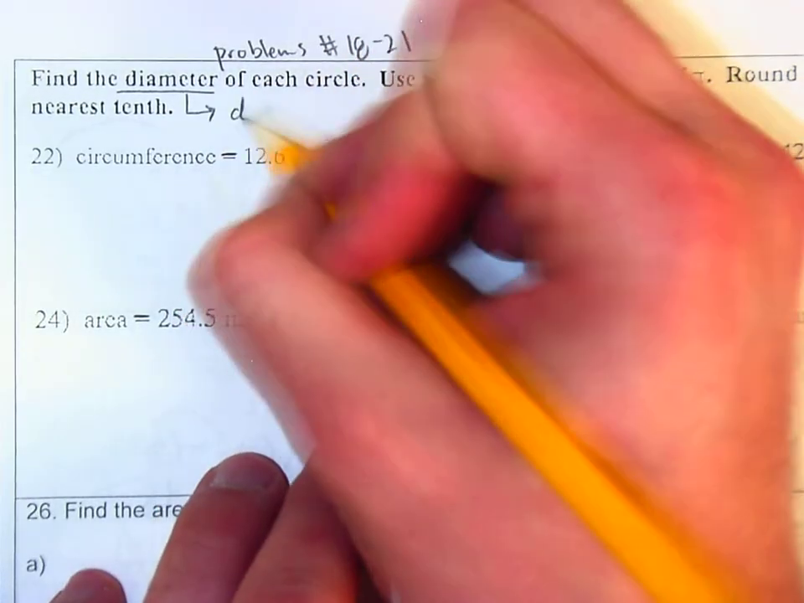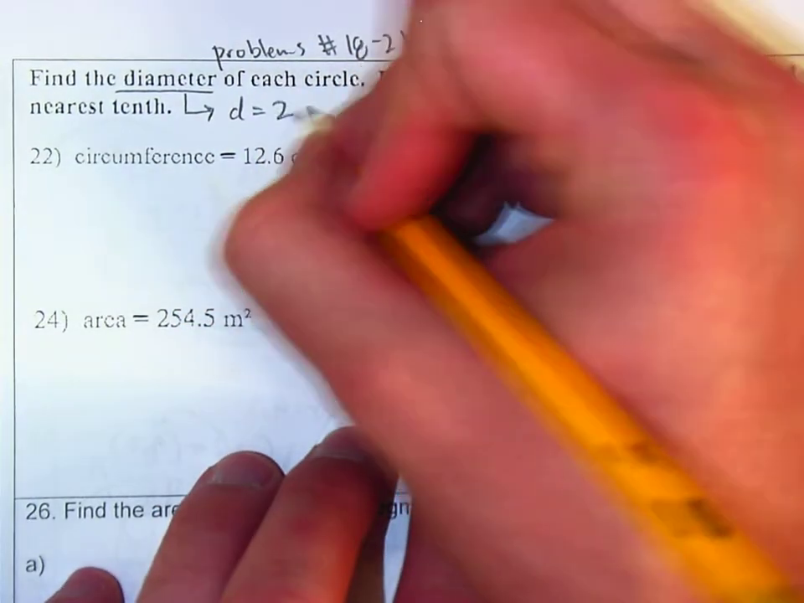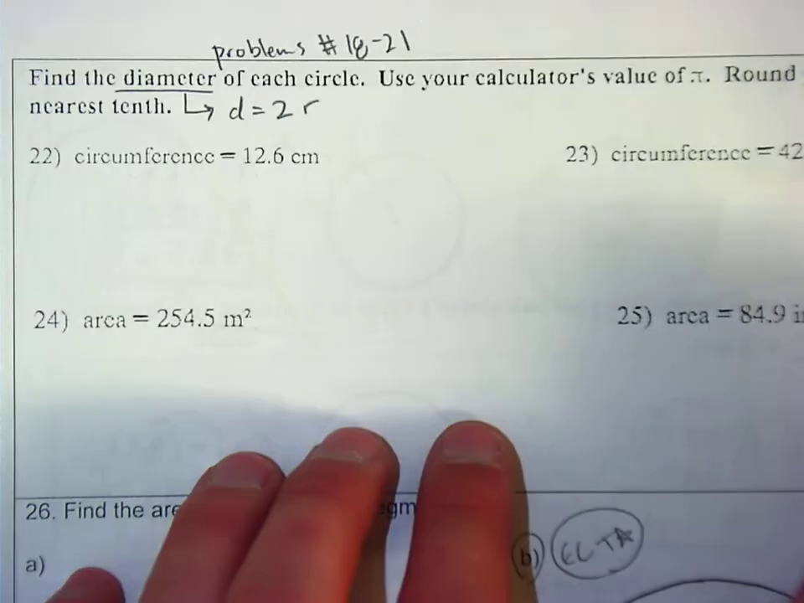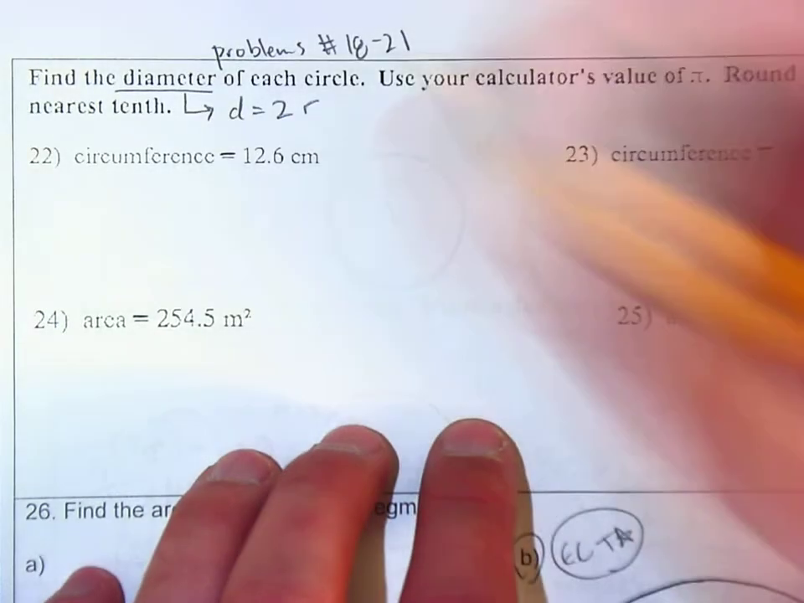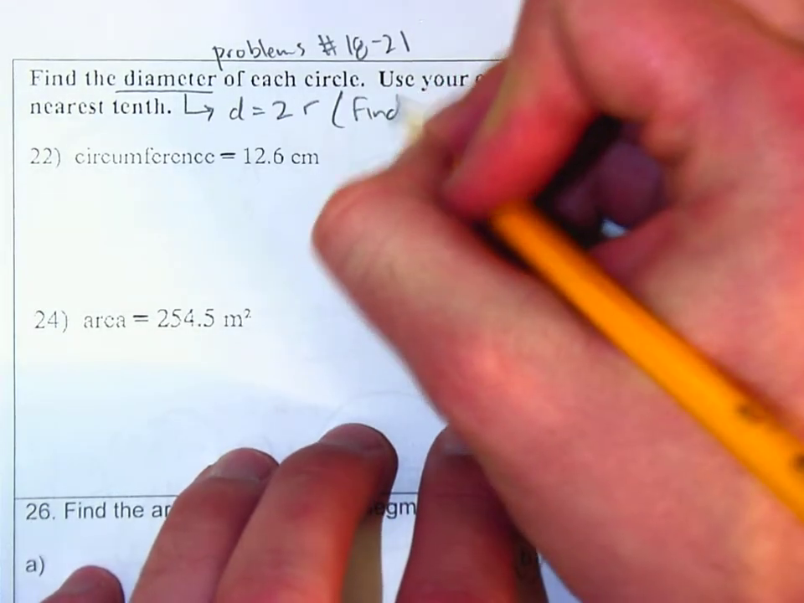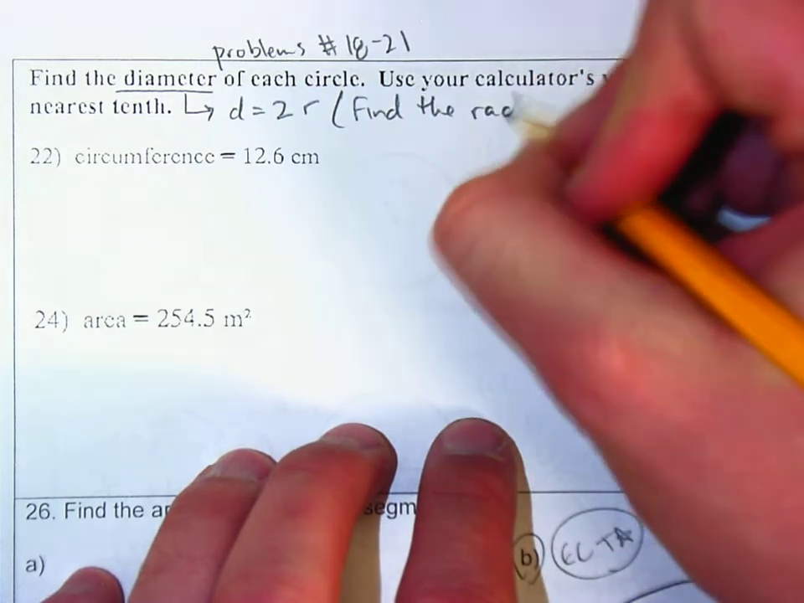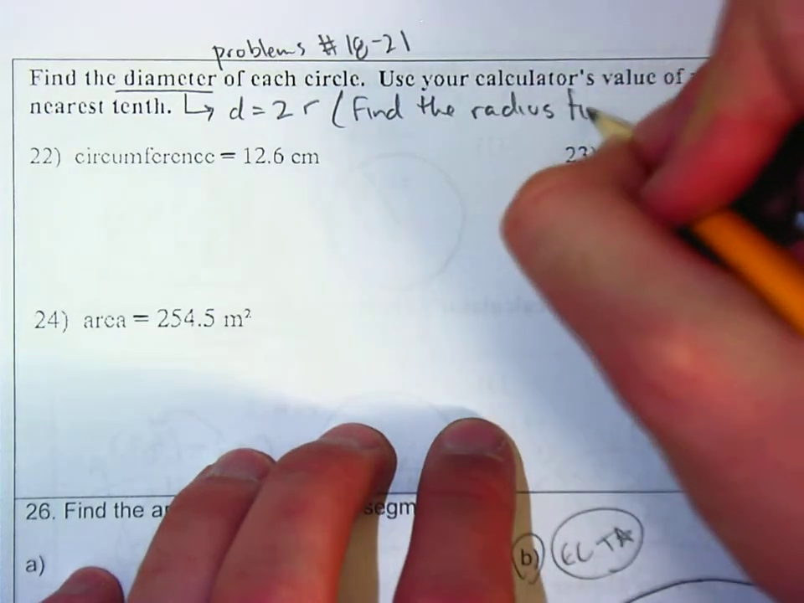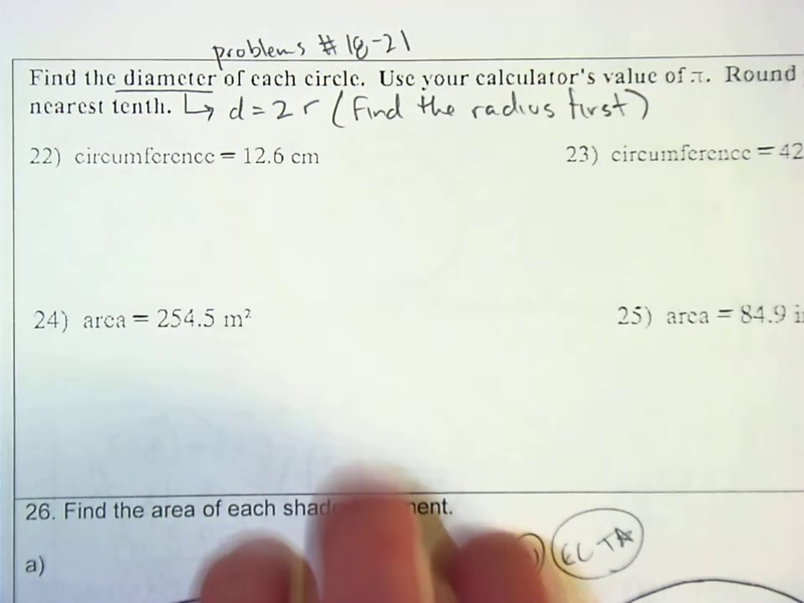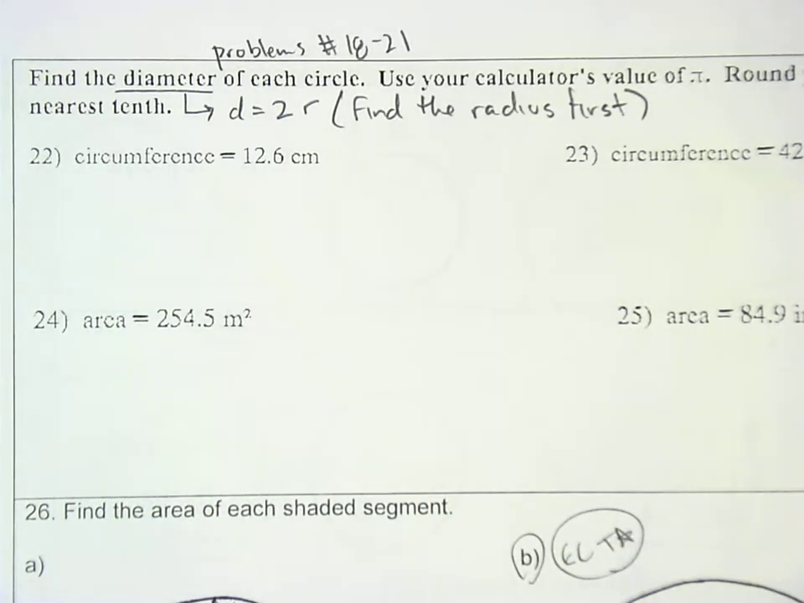Well, we know that the diameter is just 2 times r. So when we find the diameter, we're actually just going to find the radius first. All of our formulas are in terms of r, and there's a good mathematical reason for that. We're going to go find r, and we're going to use it to find the diameter afterwards.